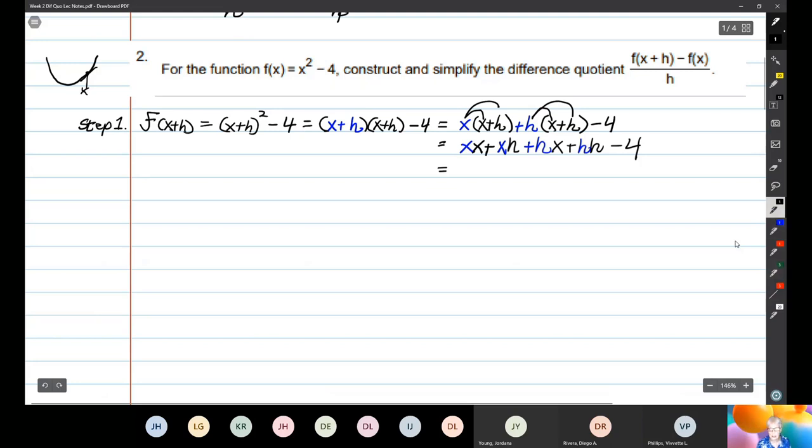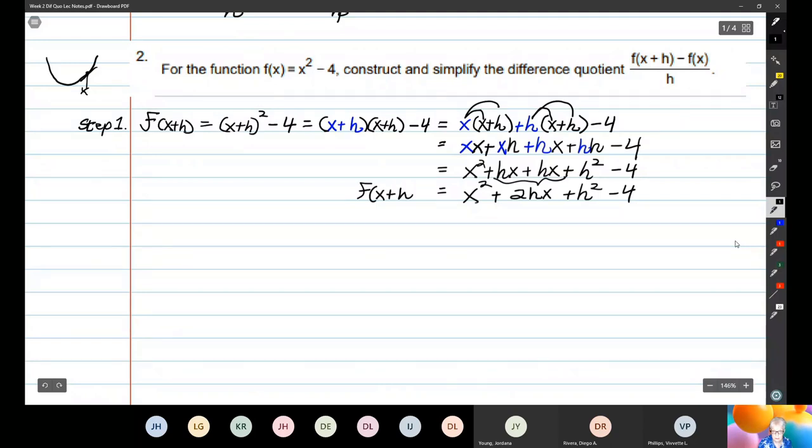Now, getting away from the color coding and just doing black again, x times x is x squared. X times h and h times x are the same thing, but we always put the number first and h is a number. Now, this is hx plus hx, which is going to give me 2hx, because there are two of them. And now this is what f of x plus h equals, being very, very careful when you do this step.